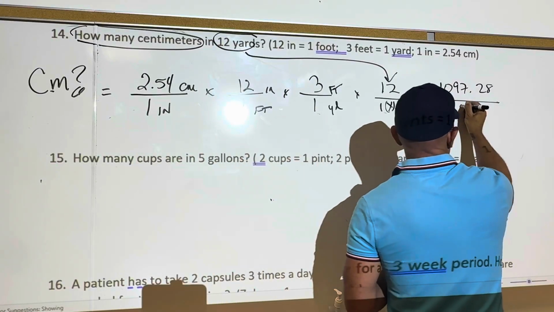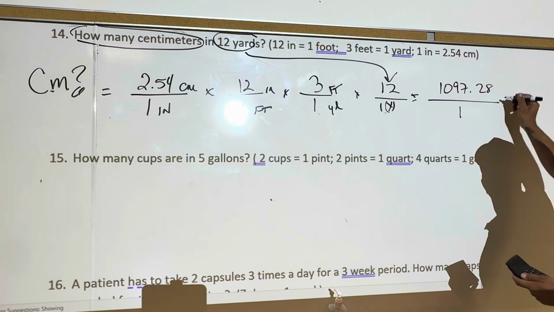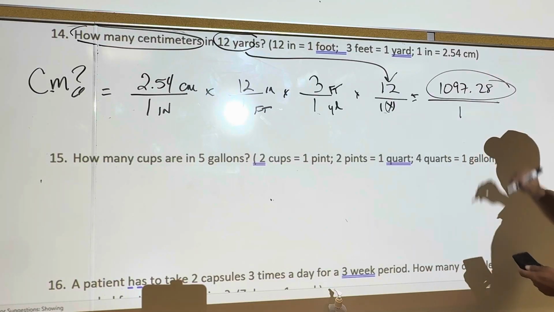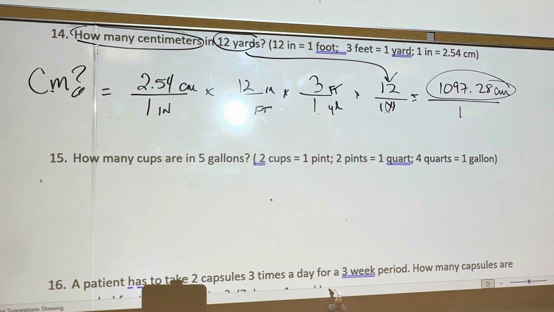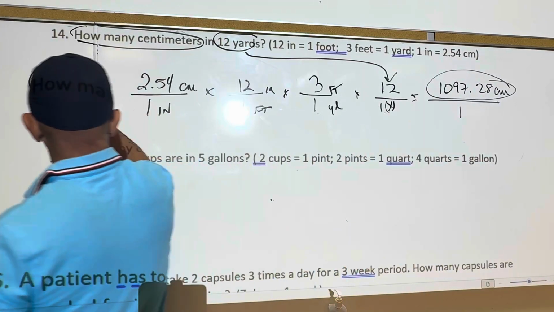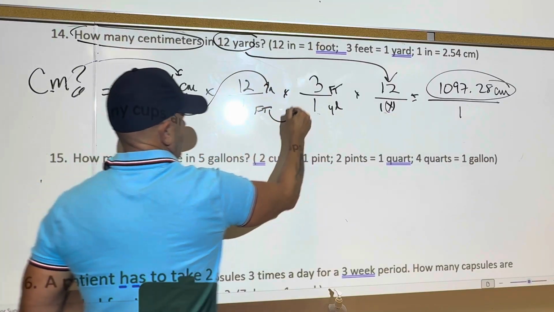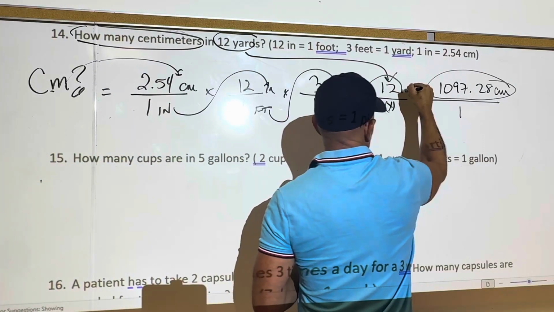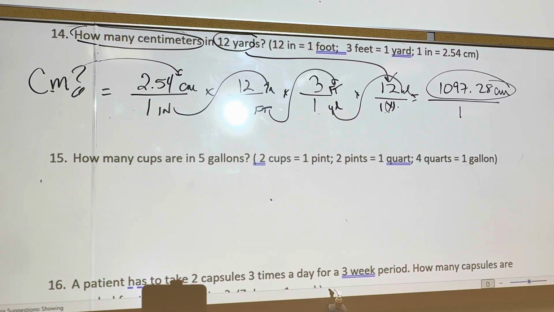Well, that's 1. And what happens if you divide 1,097.28 divided by 1? It gives you 1,097.28 centimeters. Again, centimeters is what we're looking for. Inches over to inches, feet to feet, yards to yards. And that's what we're looking for. Okay?